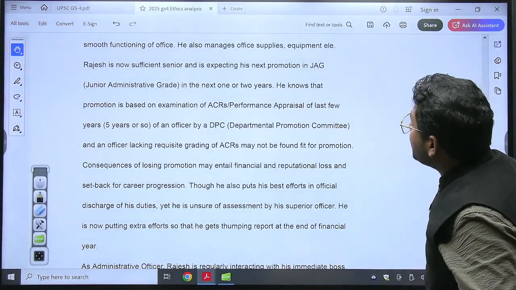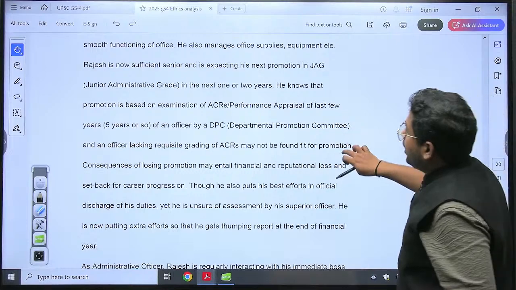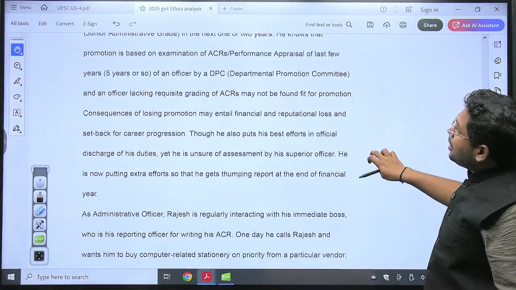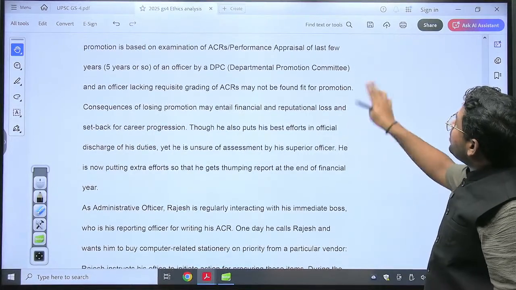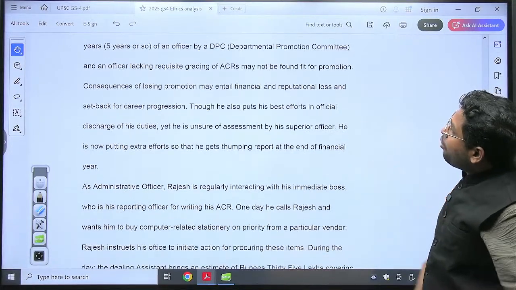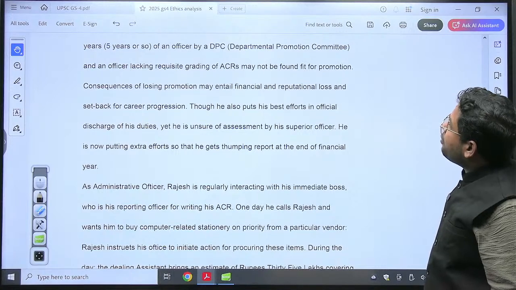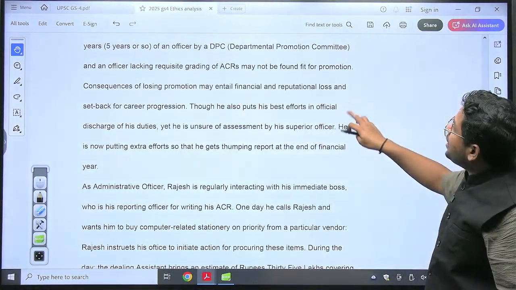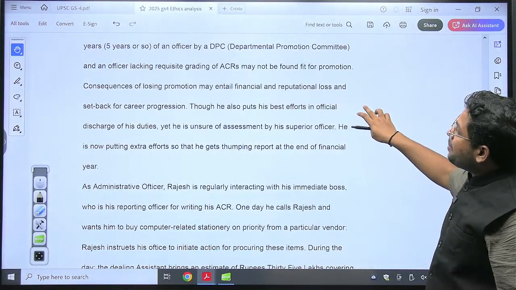his next promotion. Okay, doesn't matter to us. He is known for the promotion, ACR, and by the DPC, Department Promotion Committee, an officer lacking requisite grading of ACRs. Okay, consequences of losing promotion may entail financial and reputational loss and setback for career progression.